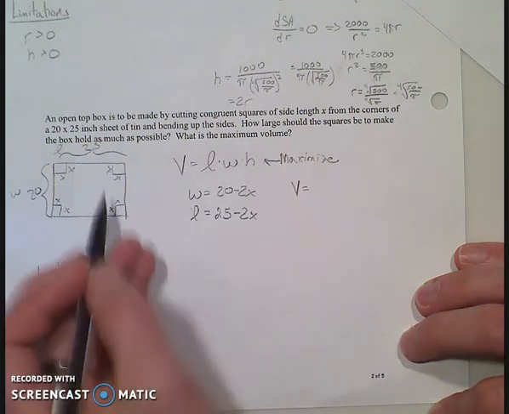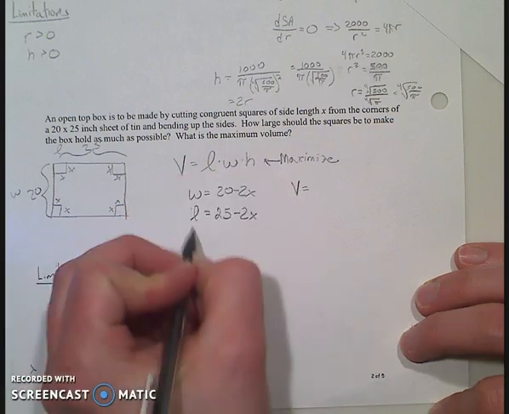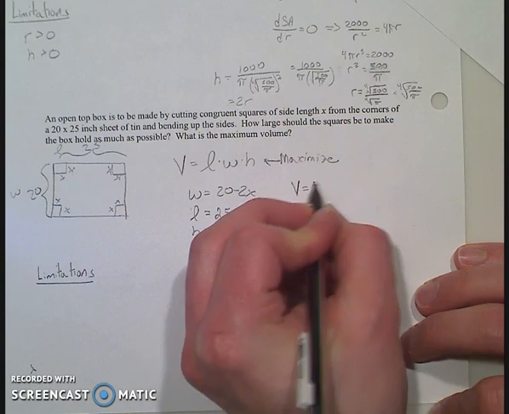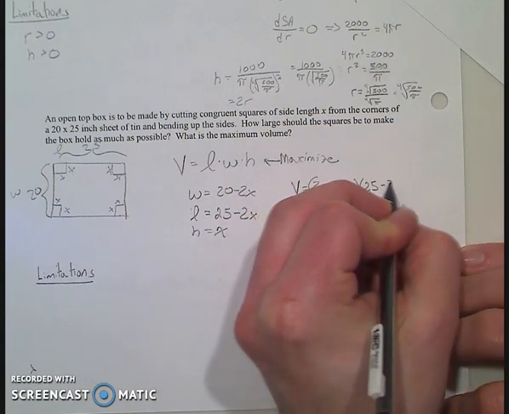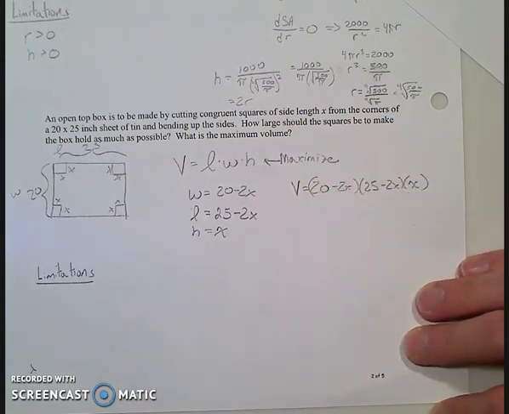Let's look at our height. Our height is the x, so we're going to make h equal x also. Notice that they're all in terms of x now. We're going to substitute in. And so that's our volume. I'm going to pause it here and do the work out.